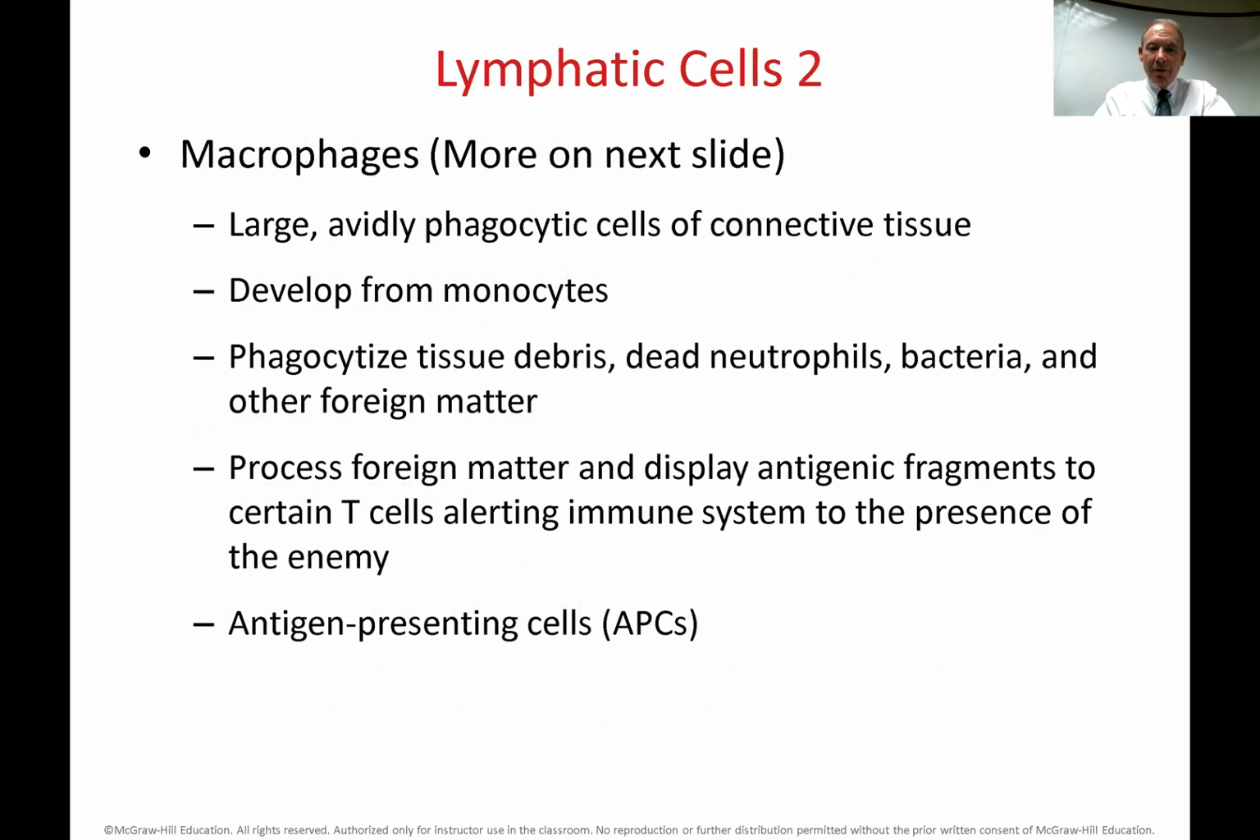We also have macrophages or macrophages. You'll hear both terms used. And these are phagocytic cells. Phago means to eat, cytic means cells. So these are cell-eating cells. They start out life as monocytes, one of the types of leukocytes or white blood cells. And then they'll mature and change into tissue cells called macrophages.